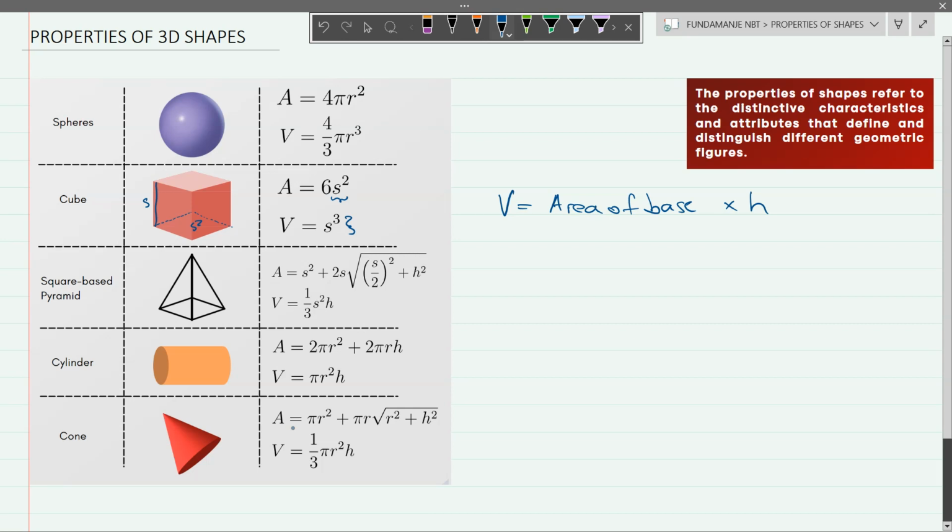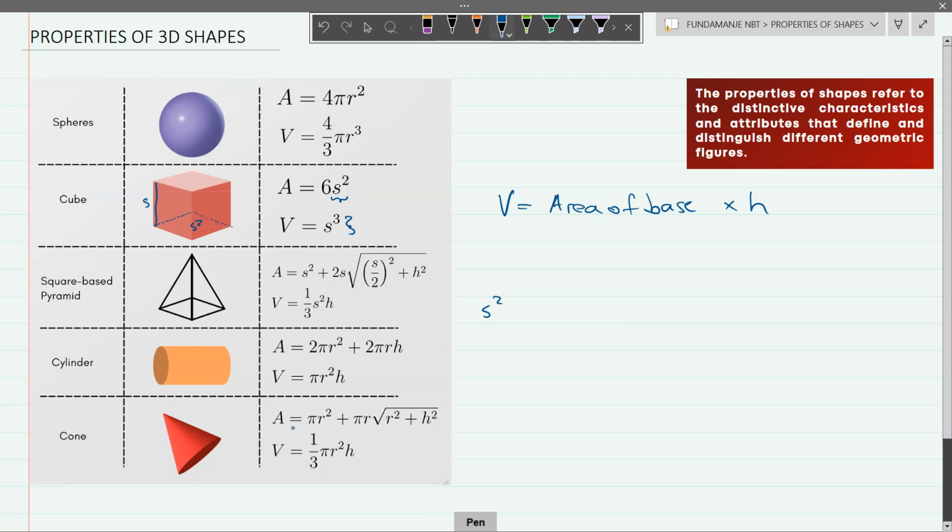Moving on, we have the square-based pyramid. So we already know that the base is a square. So for the volume, it's going to be s squared. But then the height that we want to use is going to be a third of this height over here. So our formula ends up being a third s squared h.